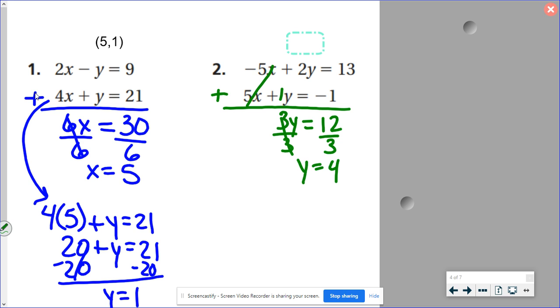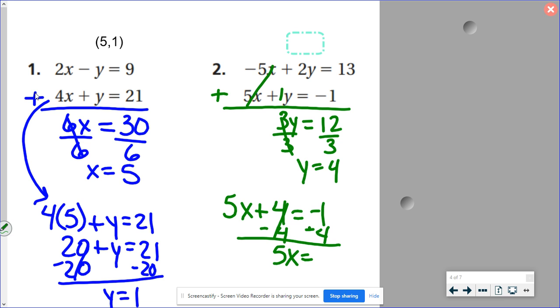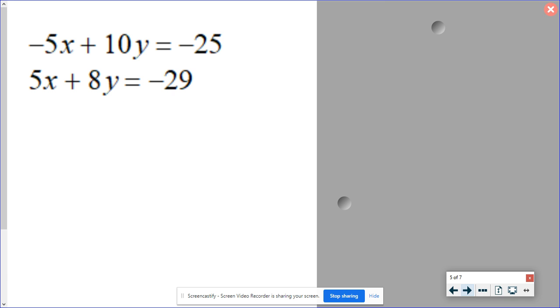Once I know what the y is, I have to go back in and find the x in one of the two equations. Personally, I kind of like the second one just because the x coefficient is already positive. So I've got 5x plus, instead of the y, I'm going to put the 4 in there. And this is just a matter of solving this regular equation. So I've got 5x equals negative 5. So when I divide, I'm going to get that x is negative 1. So negative 1, 4. Now I'm not going to do the problem that's covered up there because we don't need that kind.